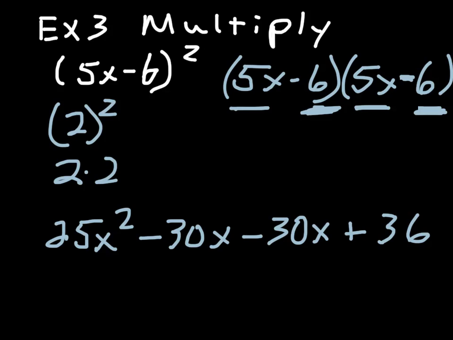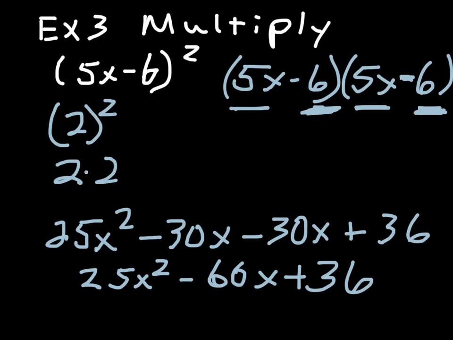Now to end it off, simplify. So 25x squared. Let's see, temperature drops 30 more. It's dropped 60. And then the plus the 36. And that's our final answer in descending order. So this lesson, this topic is called multiplying binomials using the FOIL method.